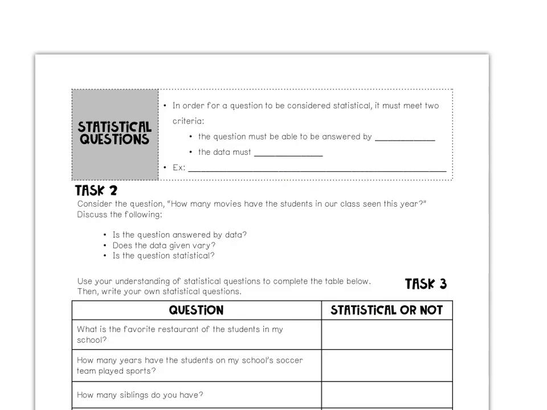Now that we know the different types of data we can collect, let's look at statistical questions. In order for a question to be considered statistical, it must meet two criteria. The question must be able to be answered by data, and the data must vary. And we're going to go over what that means.